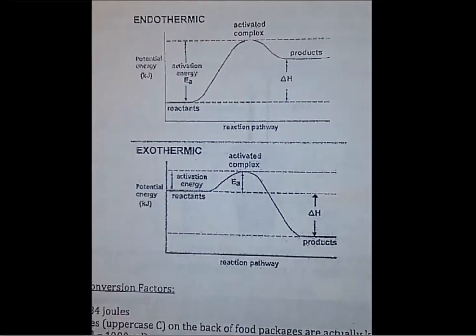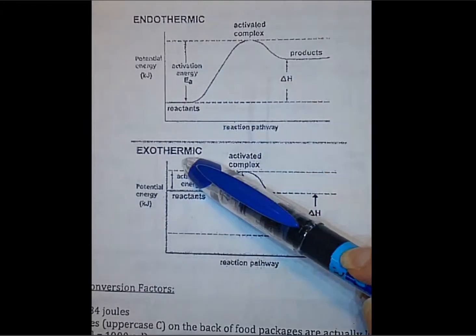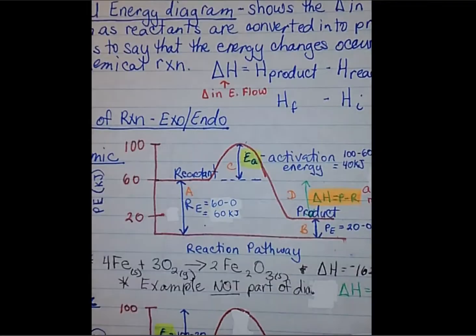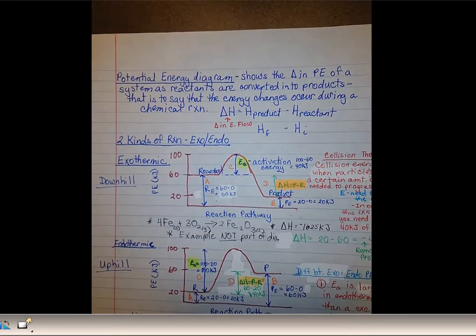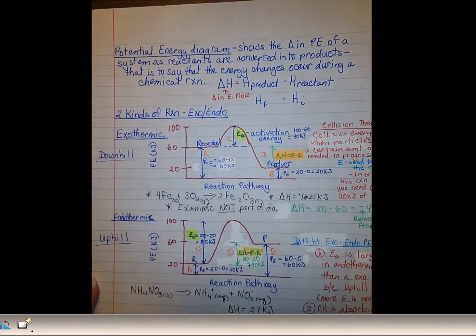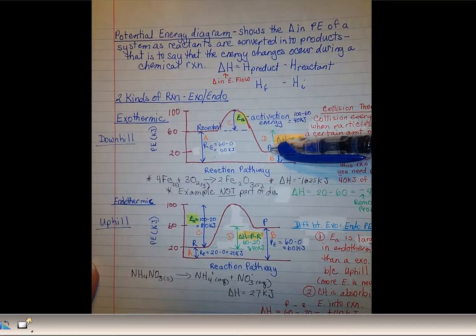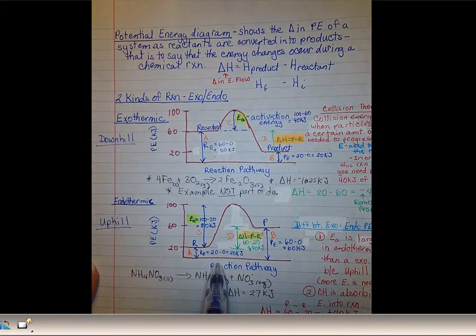And there are really two kinds of potential energy diagrams: endothermic and exothermic. Both of them are very distinct from one another. So if you look at this picture right here, you've got two different energy diagrams. This is an exothermic and this is an endothermic energy diagram.